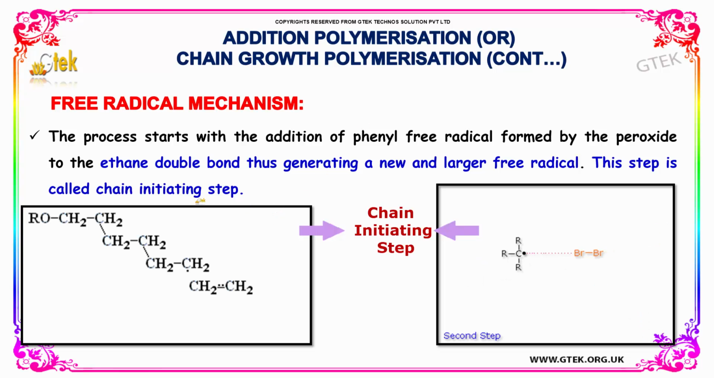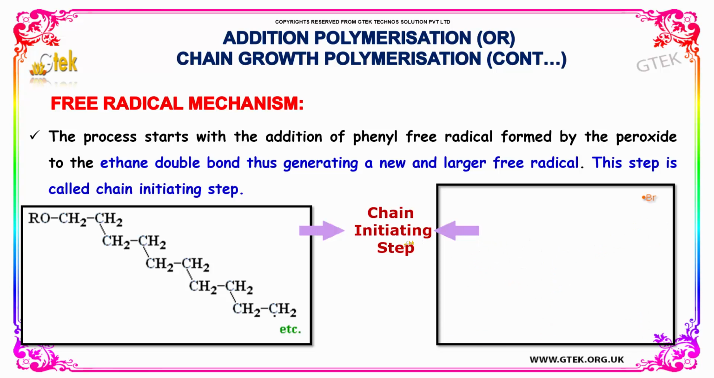If you can see in this diagram, we will be studying about the free radical mechanism. The first step of free radical mechanism is nothing but the chain initiating step, where a halide or any other element removes from the alkane to form a free radical. The C dot here represents the free radical.